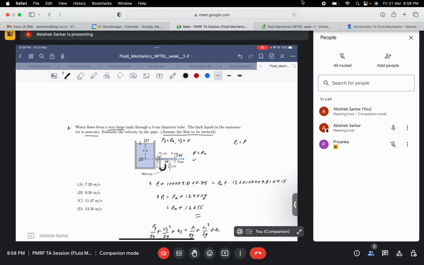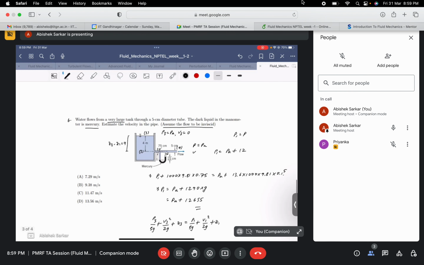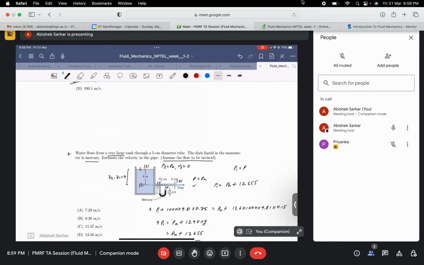Yes, sir. And since this point is 1 and this point is 3, there is a height difference, Z3 minus Z1, that will be equal to 4, right? Yes, sir. Keeping these factors in mind, and here you also know the pressure at point 1, P1 is equal to, as you have mentioned, PA plus 12655 Pascal, and the only unknown that remains is V1, right? So the ideal choice of points would be point 3 and point 1 here.